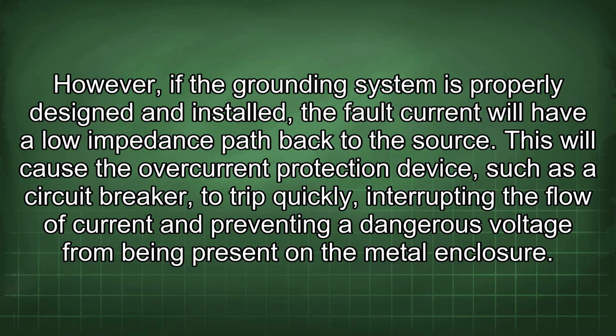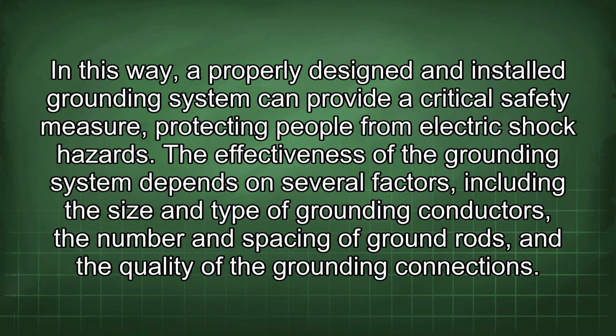This will cause the overcurrent protection device, such as a circuit breaker, to trip quickly, interrupting the flow of current and preventing a dangerous voltage from being present on the metal enclosure. In this way, a properly designed and installed grounding system can provide a critical safety measure, protecting people from electric shock hazards.